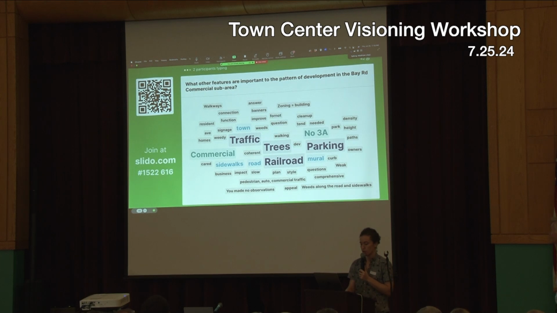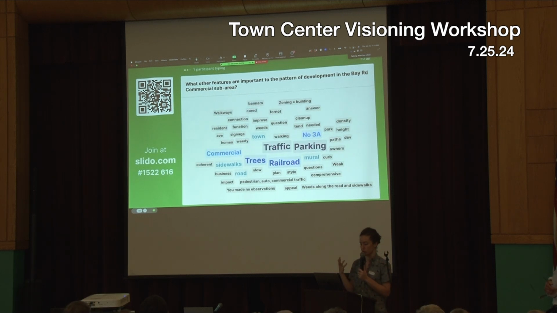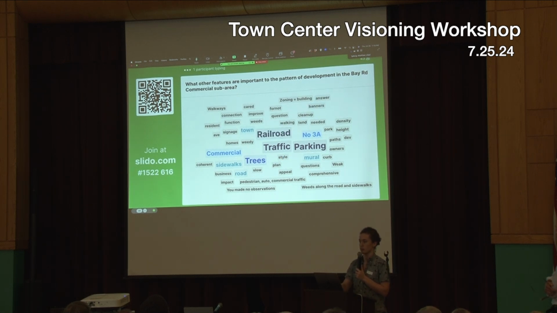Okay. So for this one, we saw that some of the things we missed included traffic, commercial, trees, railroad, parking. So again, a lot of things that are not so much about the development on the parcels themselves, but about the relationship to the street and the activities there and the other infrastructure nearby. So that's important for us to understand, that that's really part of what people are noticing about the specific character of these different areas.